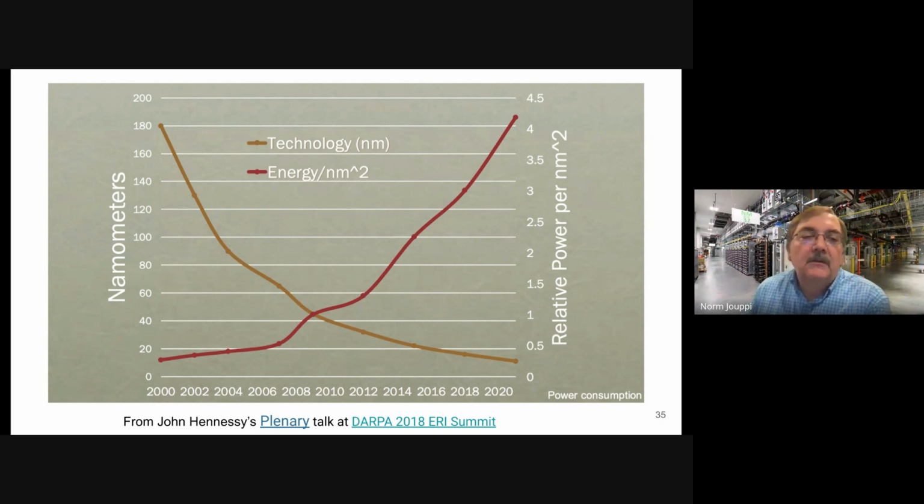Here's a graph John Hennessy also showed at a plenary talk, and it's pretty dramatic because it's on a linear scale. It shows as time goes on, you basically just get a hockey stick in terms of power per square millimeter. So needless to say, that's a lot easier to cool with water, direct liquid cooling, as opposed to going through air and going from that air to water.